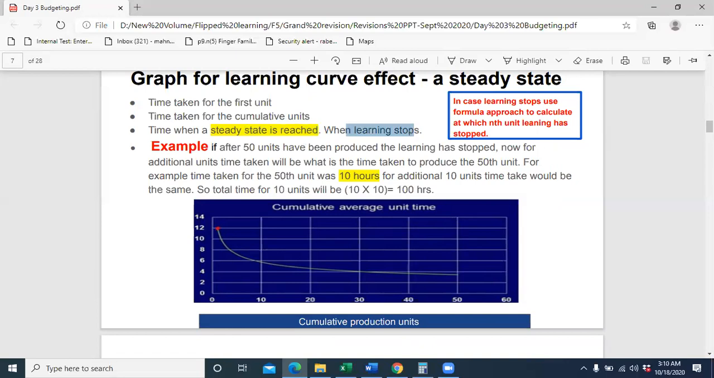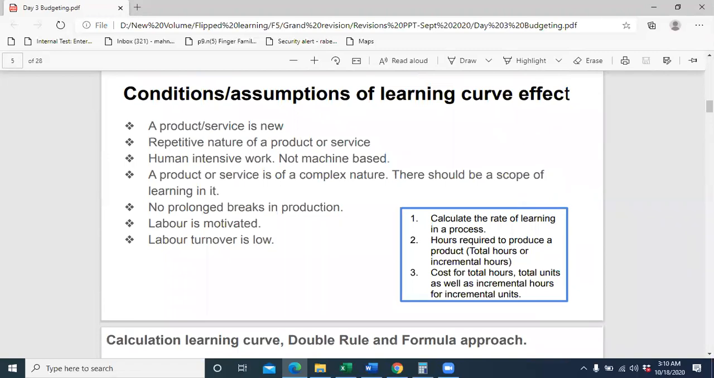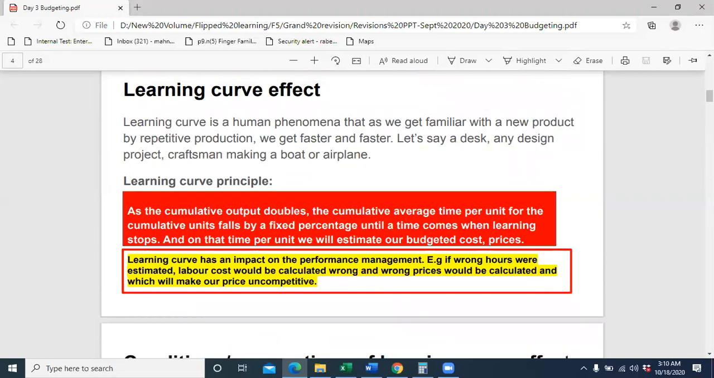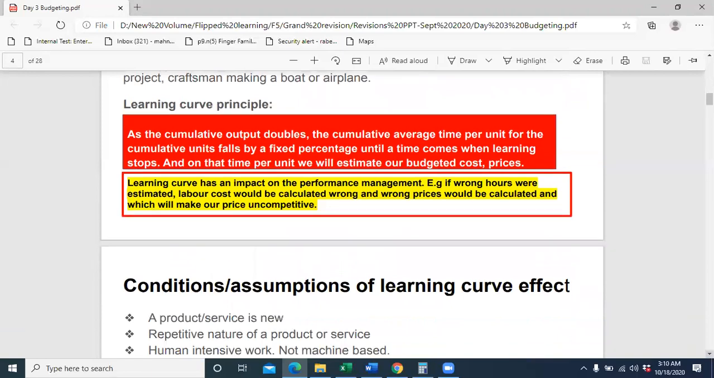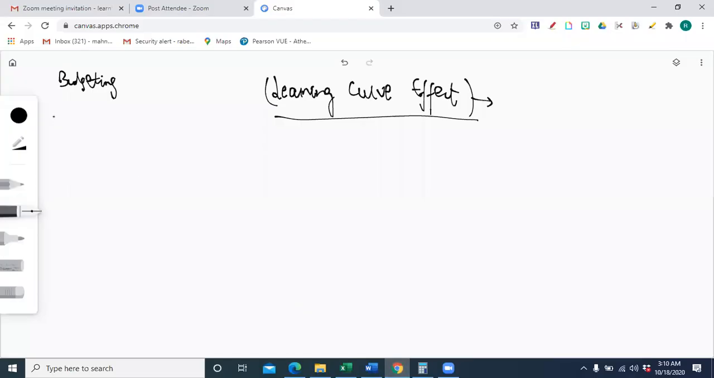and the learning actually stopped. A little theoretical concept about that: this learning curve is really important whenever you are calculating, for example, the labor cost, whether it's budgeting or any of the advanced costing techniques like target costing, like life cycle costing. Whenever there is labor cost or labor hours to be calculated, that will imply this learning curve effect.